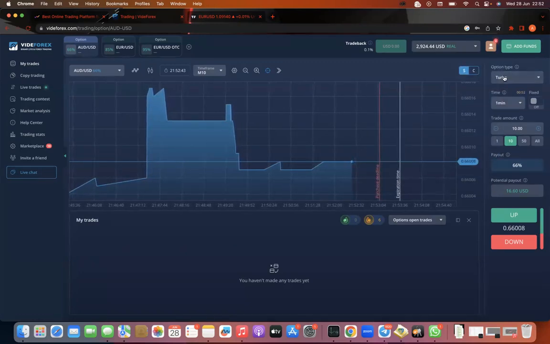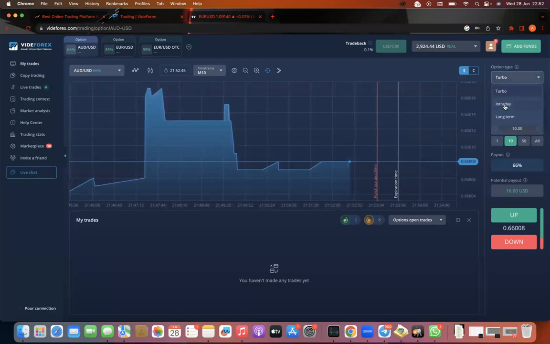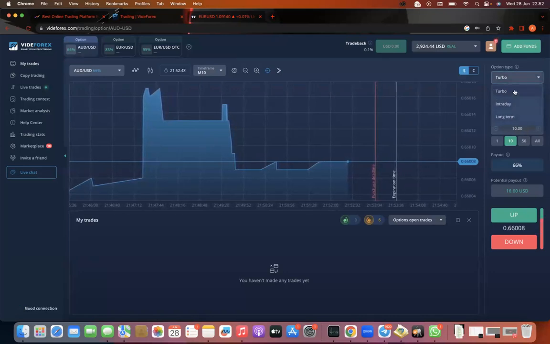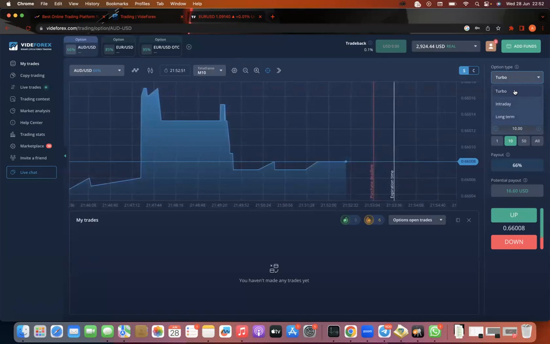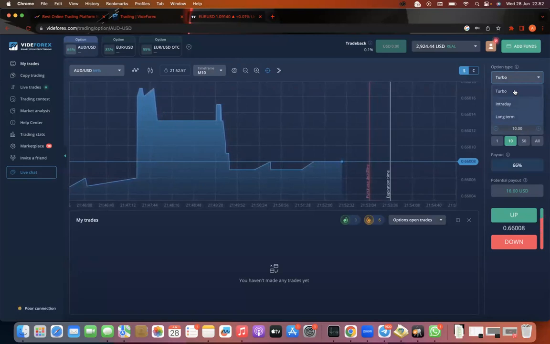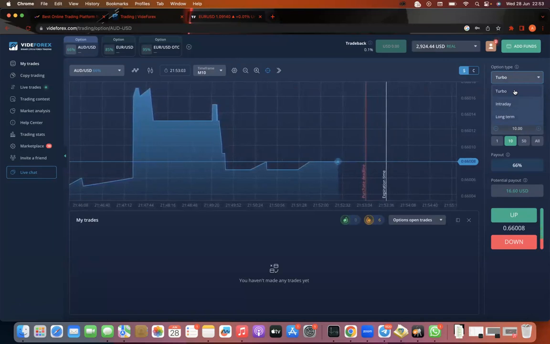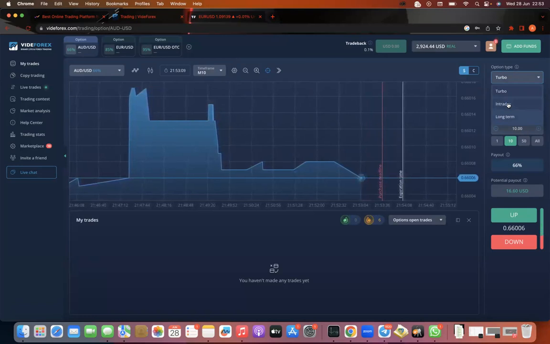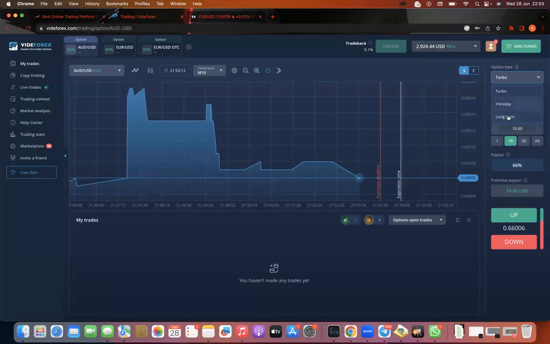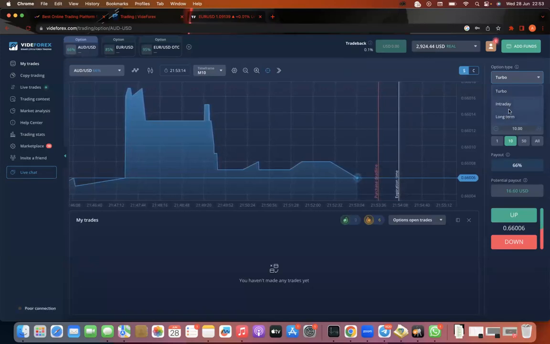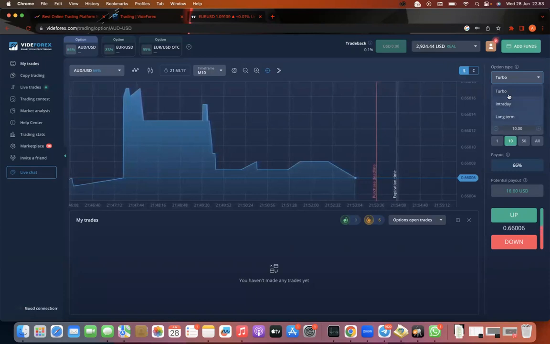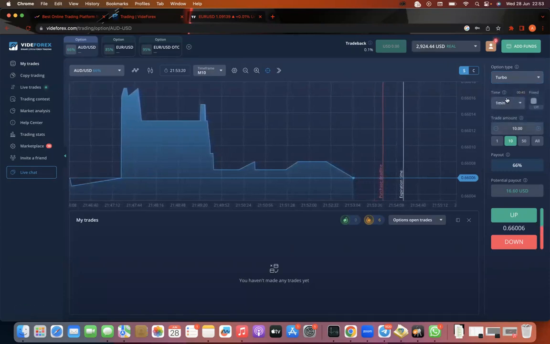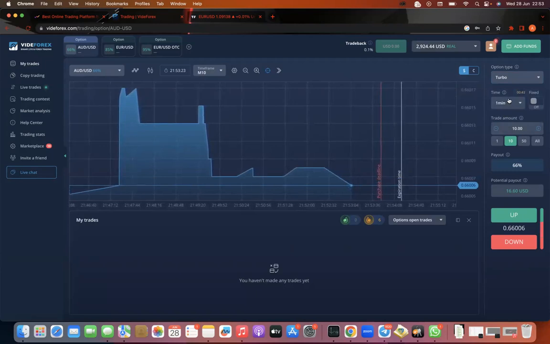After that, you can see your option type. If you click on this option type, you can see turbo, intraday, long term. Mostly we use turbo. Turbo basically means your trades are going to be within 1 minute to 30 minutes. If you want to take trades between 30 minutes and 24 hours, you're going to use intraday. And if you want to take a trade from 24 hours, so let's say 8 days, you're going to use long term. So why would you take a binary trade for 8 days? It's fast, so why not use turbo? So you see it here.